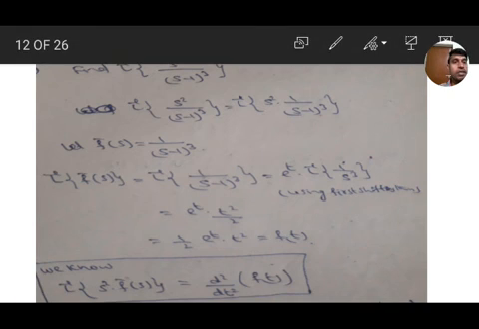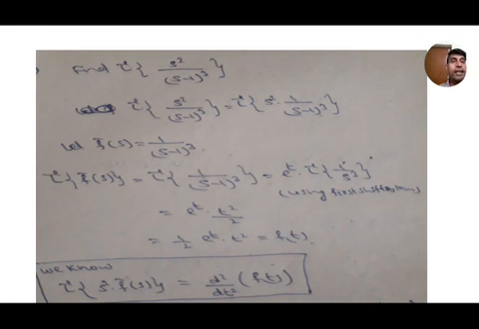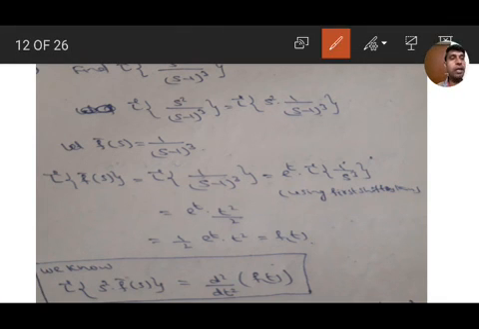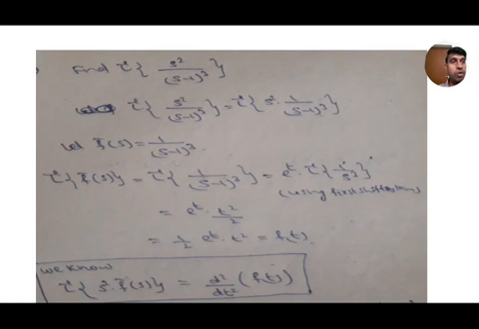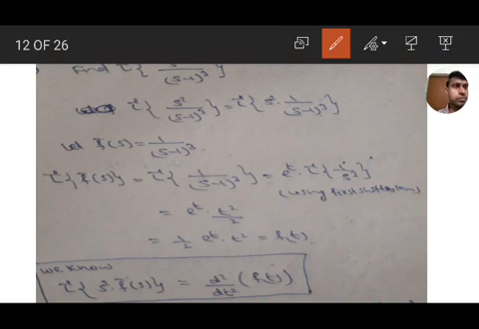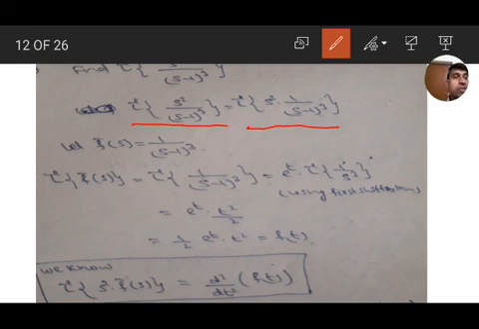In the multiplication of s, we will do the last problem. Find L inverse of s square by s minus 1 whole cube. Here L inverse of s square by s minus 1 whole cube equals L inverse of s square into 1 by s minus 1 whole cube. Therefore, instead of s square, for the remaining function let f bar s equal 1 by s minus 1 whole cube.